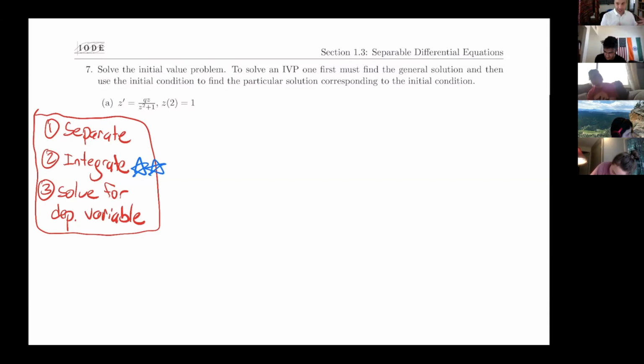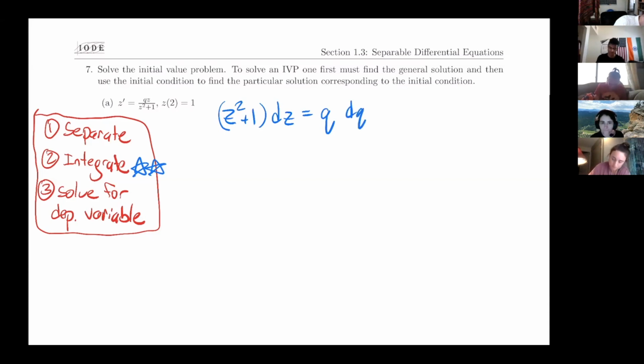And so the tricky part is the integrate step. That's the step that I think it's good for us to try and review a little bit. So when we separate this, I'll do that part. We would bring our z's over here and our q over here. And we have a z over here as well. So I think when you separate it, it's going to look like this. And so that z prime is implied that it's dz/dq because q is our other variable.